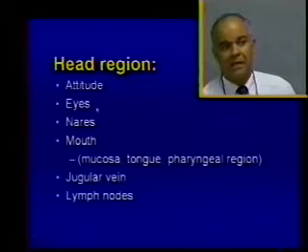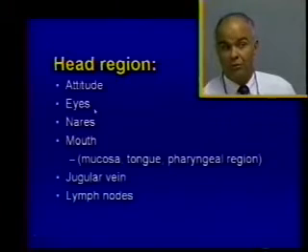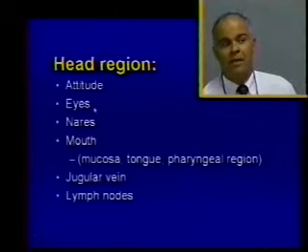Is it depressed? The eyes, what kind of discharge? Is there a discharge present? Is it a mucopurulent or a serous or a bloody discharge from the eyes? The nares, the mouth, we want to examine the mucosa, the tongue, the pharyngeal region, the jugular vein.